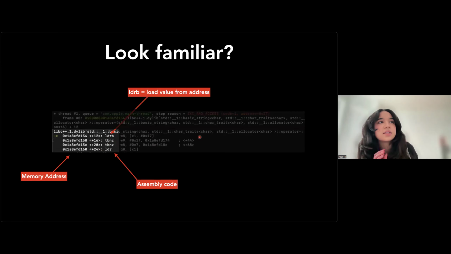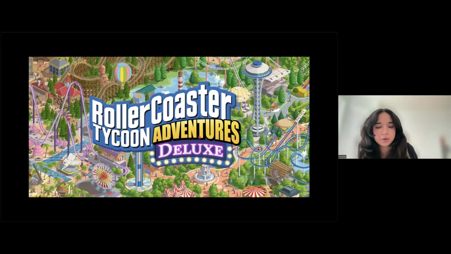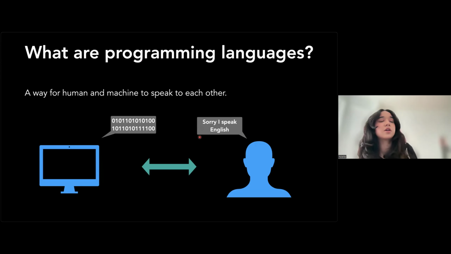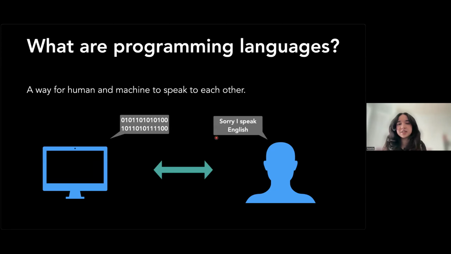And so that is exactly why we have programming languages. Your programming languages are just a way for human and machine to speak to each other. And something that's super key to understand is that the programming languages are not there for the machine, they're here for the human. Because the computer is perfectly fine speaking in binary, but we really struggle with that. And that's exactly why we have programming languages.